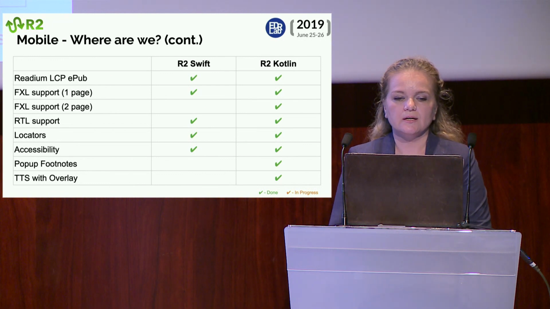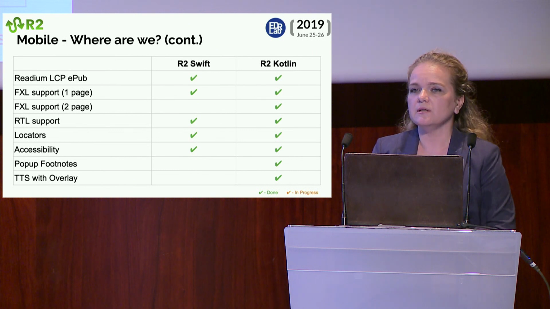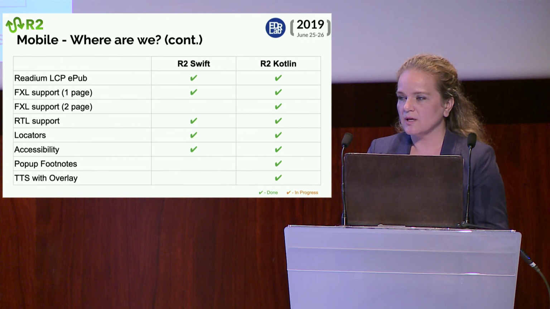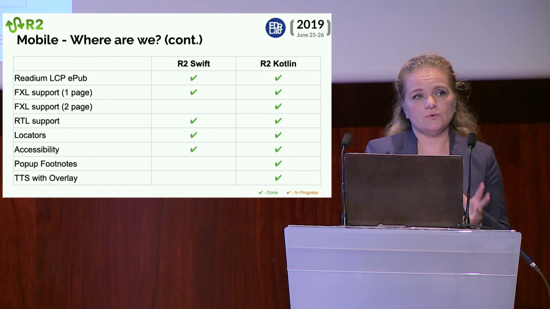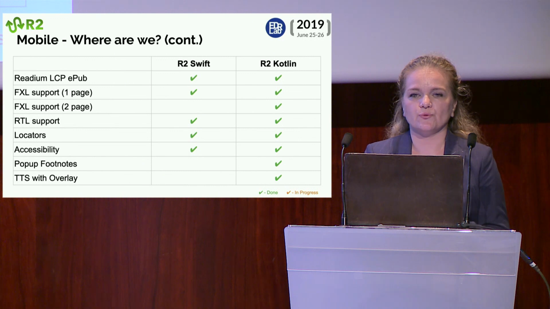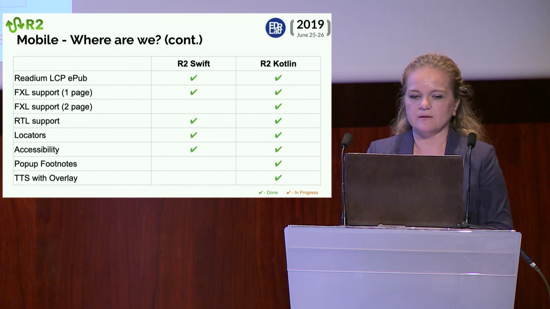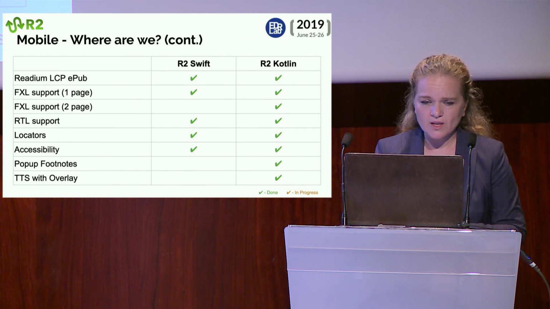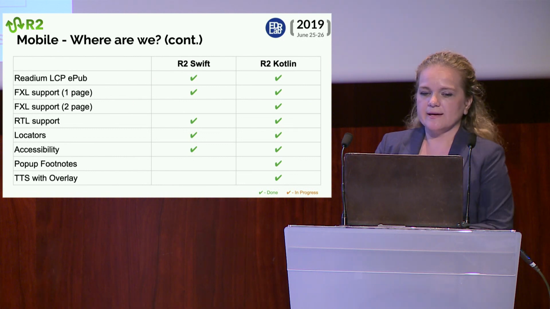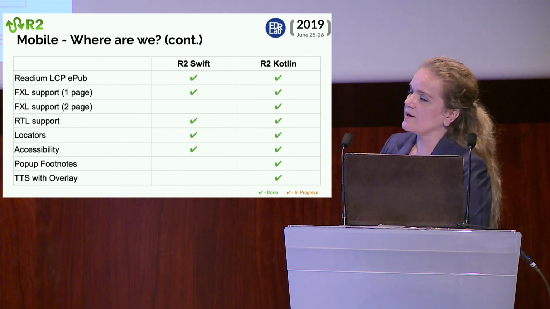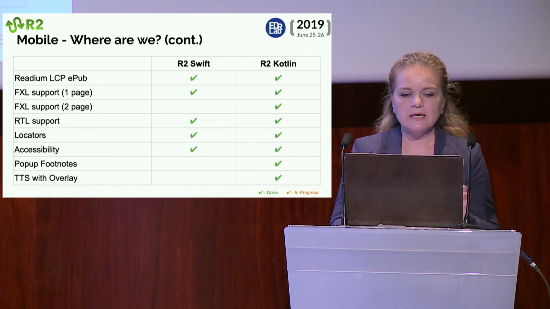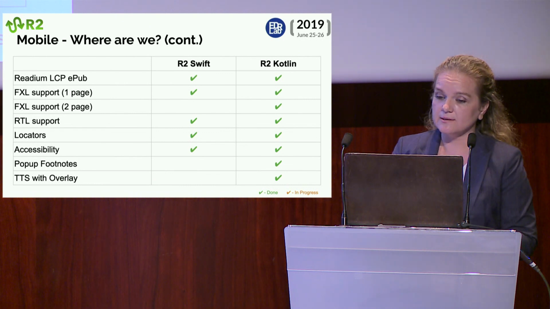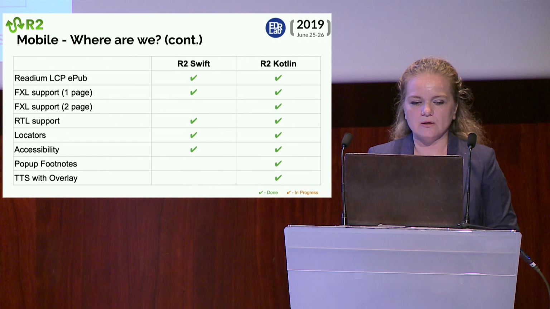Readium LCP for EPUB is now fully implemented in both, with all the requirements. So you can basically use and test that out for your app if you need an LCP protected integration. And fixed layout support for one page, we finalized that in both, in Swift and Kotlin. For two-page, the implementation is complete on Kotlin, Swift to follow.